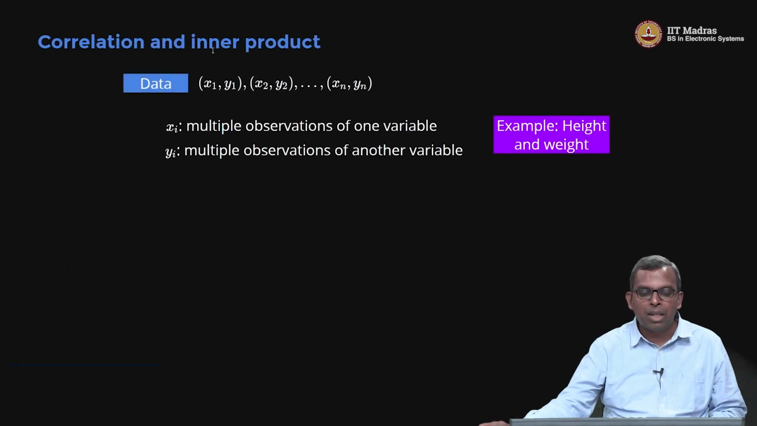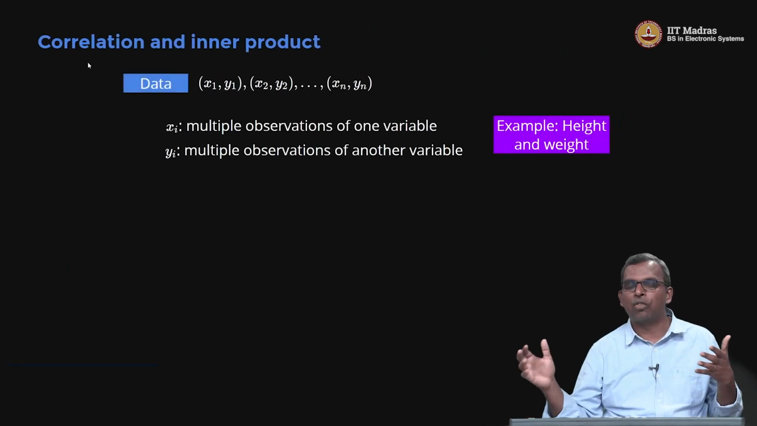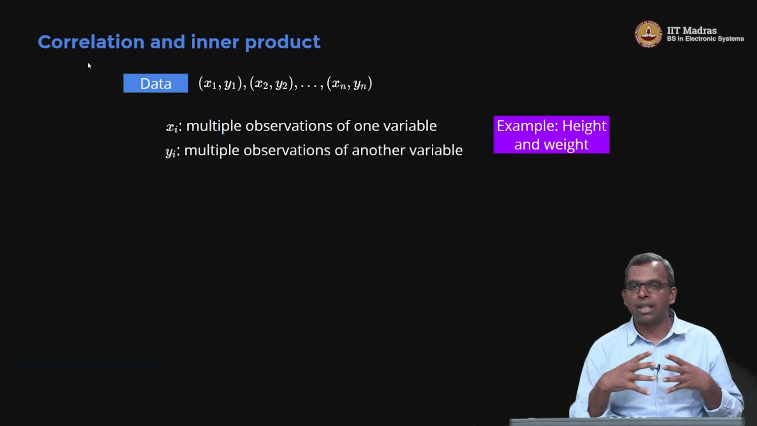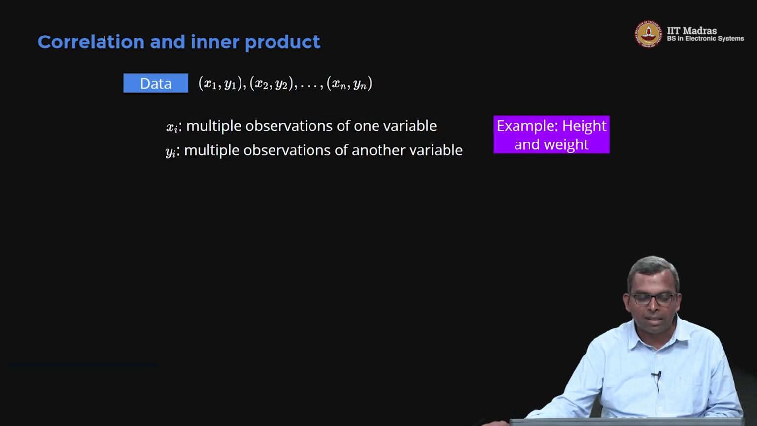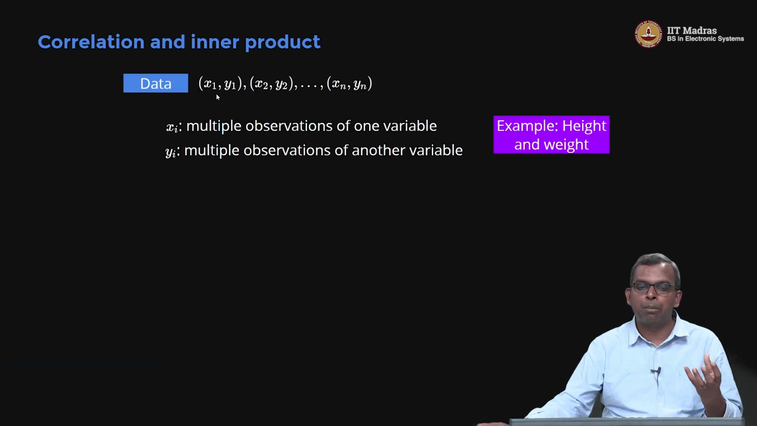As we've seen before, correlation and inner product are sort of connected, right? So we're going to see how inner product can be used to derive some metric for this correlation. Okay, so here is data. What is data? Data, I'm thinking at this point, as pairs. So I have x1 and y1, two things I'm measuring from the same person or same object in some sense, right?